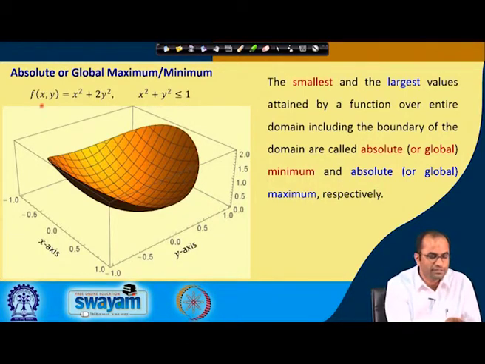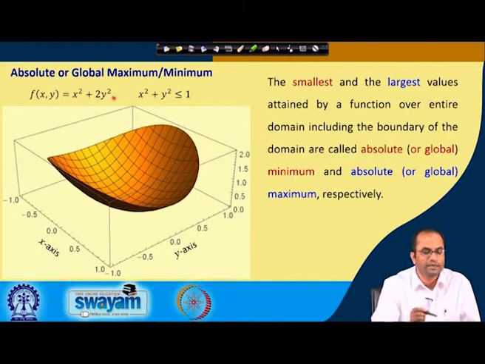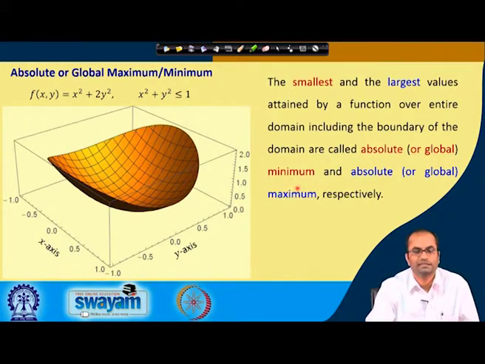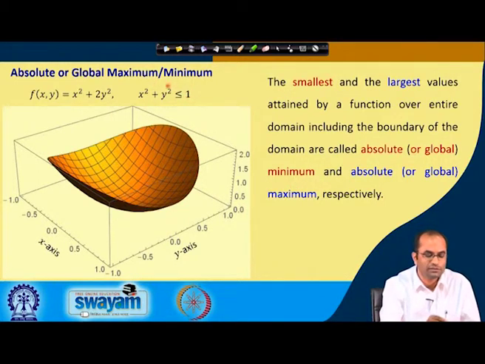So, for example, if we consider the function f(x, y) = x² + 2y², and we have this bounded domain here, x² + y² ≤ 1. So, this is a disk of radius 1 including the boundary. So, what do we have to search now? We have to search inside the domain. So, this is the surface here, x² + 2y².